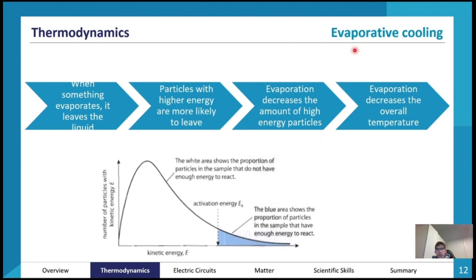And that is the whole point with evaporative cooling. When something evaporates, it leaves the liquid. Particles with higher energy are more likely to leave. Evaporation decreases the amount of high energy particles, and evaporation therefore decreases the overall temperature of the system. And that is why humans sweat, or some animals sweat. The whole reason for us to sweat is because that's how we cool our body temperature down. That is what we call evaporative cooling.